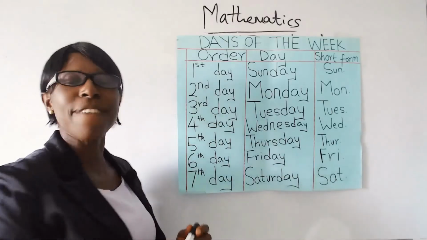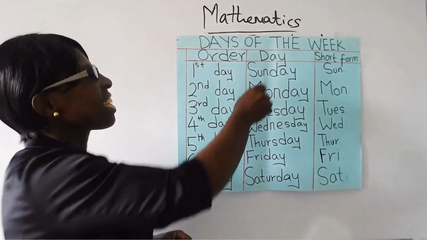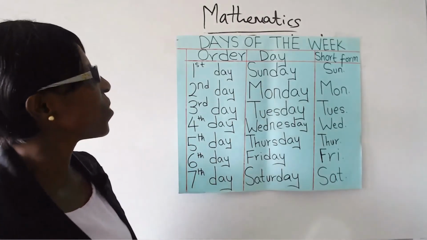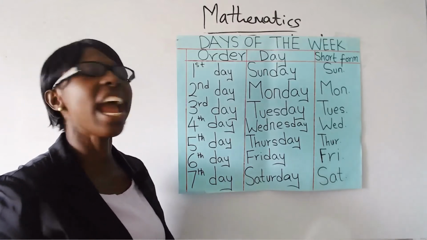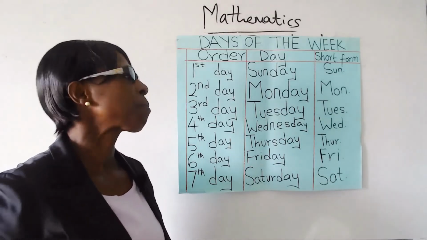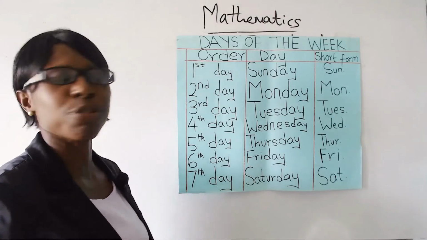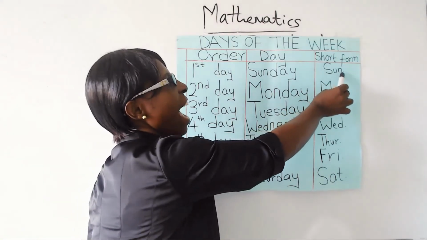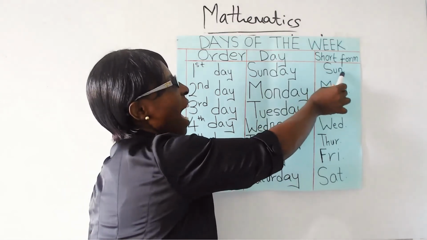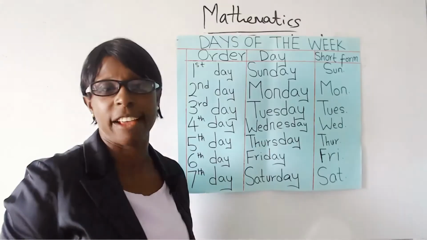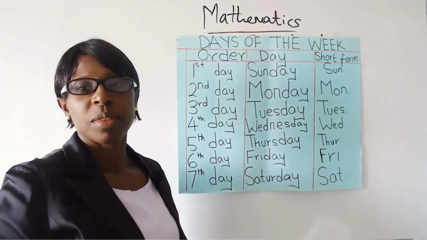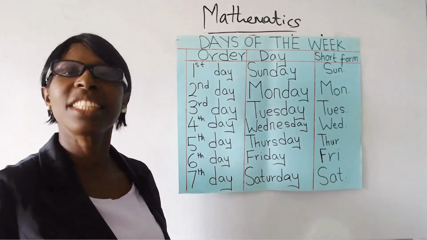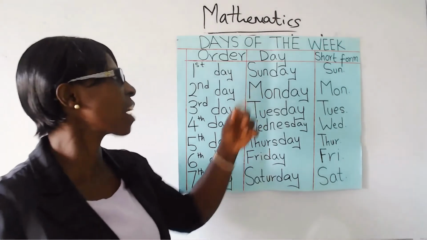First day, that's the first day of the week, is Sunday. S-U-N-D-A-Y. Sunday. Now, the short form of Sunday is S-U-N. Dot. Please, this dot must be there. It's necessary. S-U-N dot. That's the short form of writing Sunday.